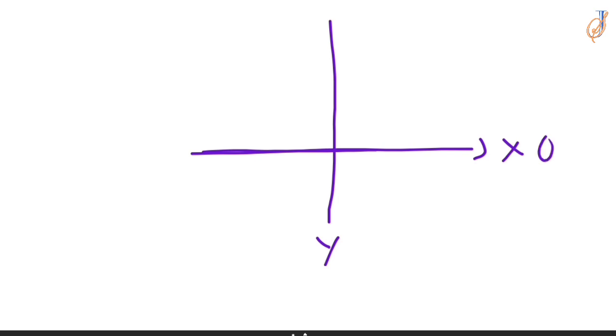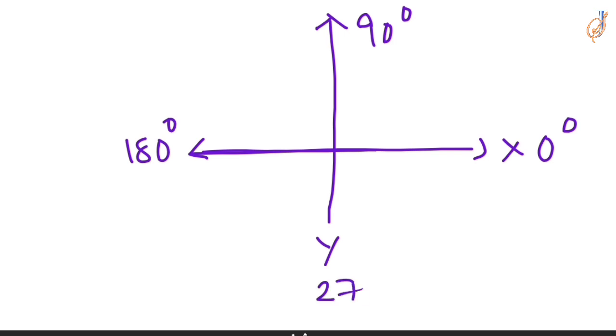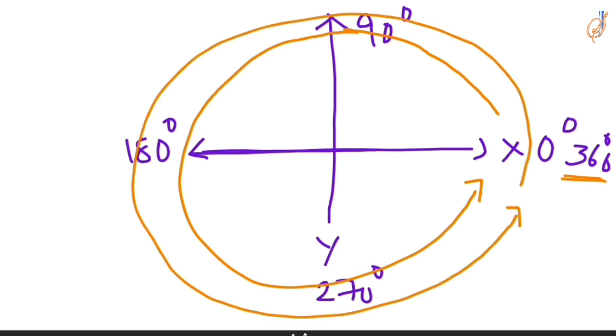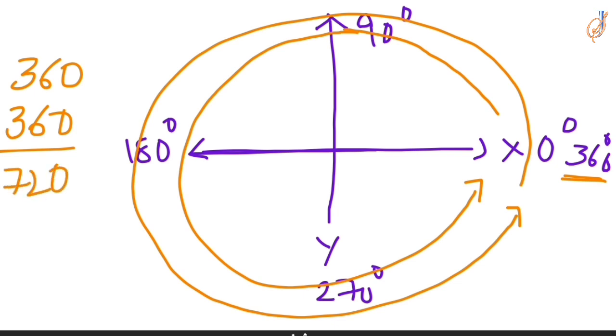So this is 0 degrees and here is 90 degrees, and this is 180 degrees, and this is 270, and this is 360 degrees. It completes one revolution. That means one revolution comprises 360 degrees. If you proceed like this and complete a second revolution, it adds another 360 degrees. So the total is 720 degrees. So the second revolution comprises 720 degrees.